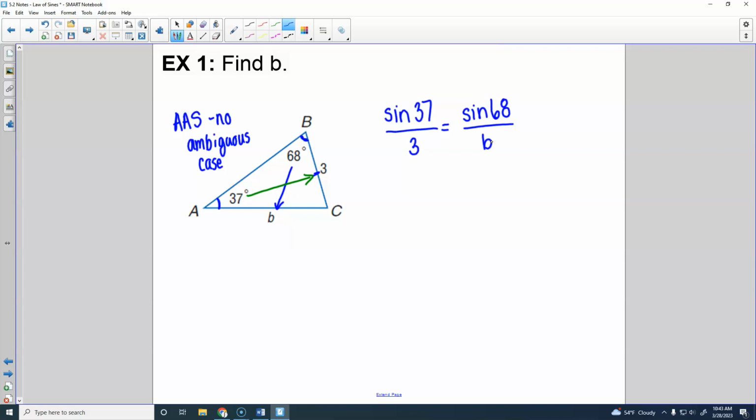So I could say sine of 37 over 3 equals sine of 68 over B. Okay, you could switch the sides of the equal sign on that. It would be fine if you said sine of 68 over B equals sine of 37 over 3. That's fine. It doesn't matter which one comes first. You can even flip these. Our law of sines could be A over sine A equals B over sine B. You can put the sines on the bottom as long as they're both on the bottom. I wouldn't suggest it, but you could, because it's just a proportion that you're setting up.